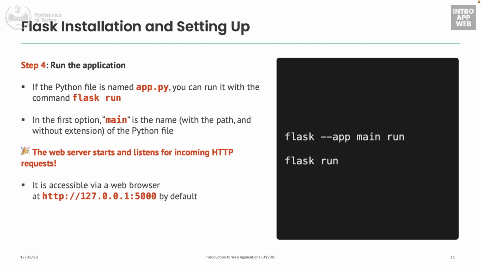Okay, how do we run the application? If the Python file is named app.py, we can run it with the command flask run. The advice is to always save the main Flask application file as app.py, because flask run will search for that specific file called app.py.